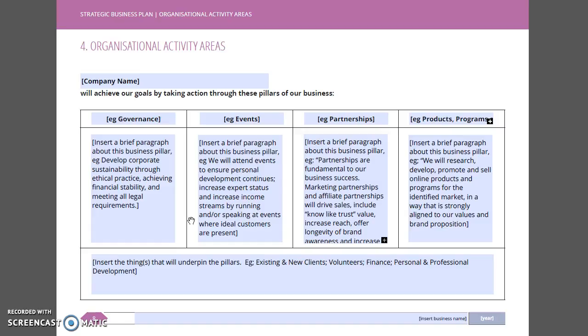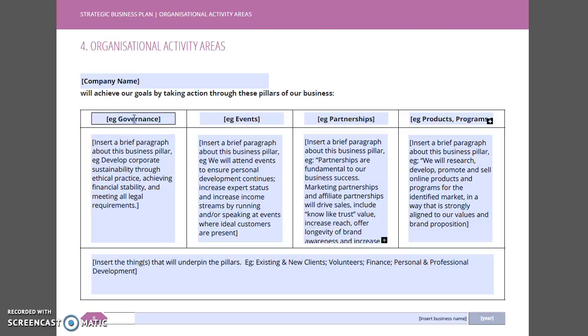Next, we get down into the organization's activity areas. After you pop your company name in, usually you have around 4 pillars that sit basically holding your company together, just like a house. Now, one of those pillars absolutely should be governance, because without good, solid governance, you're going nowhere fast.